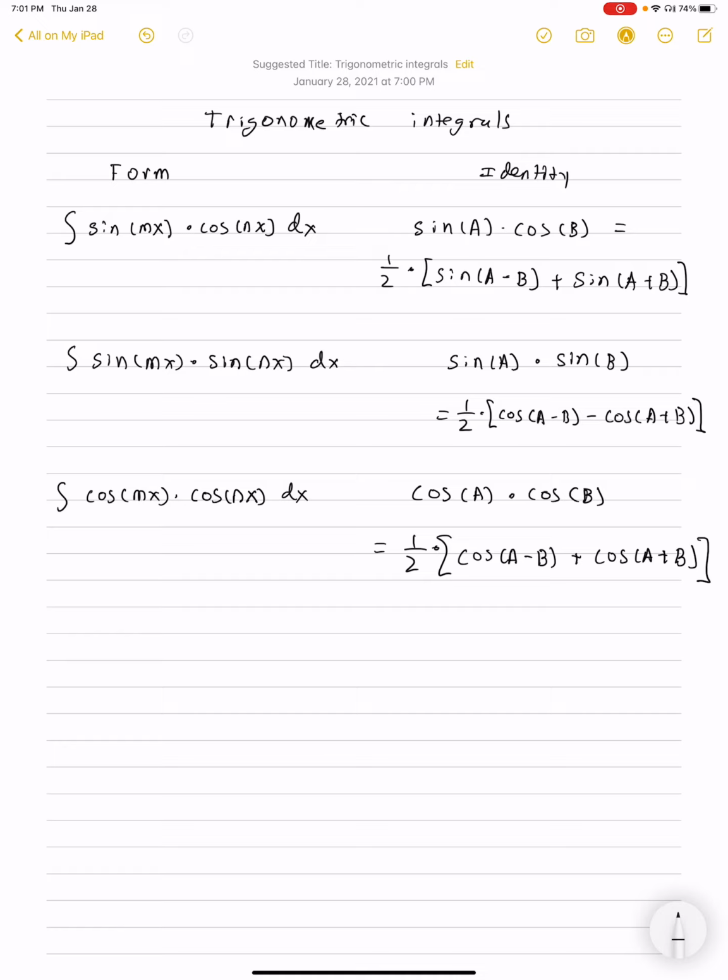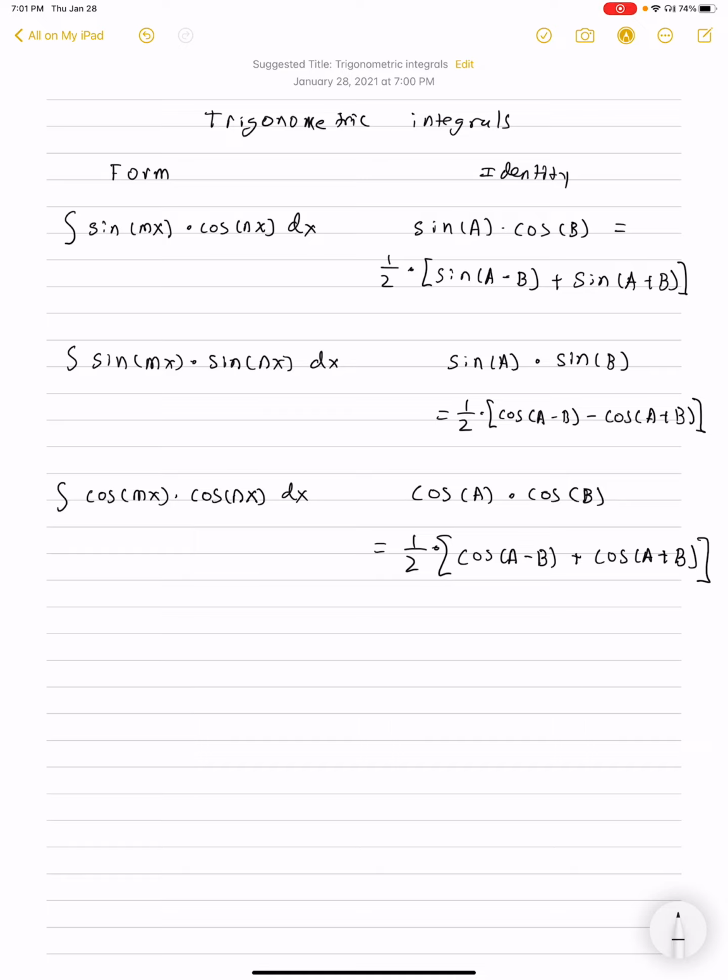The form could be sine of mx times cosine nx, the very top form. And if we want to integrate this, the key is to use the corresponding identity on the right-hand side.